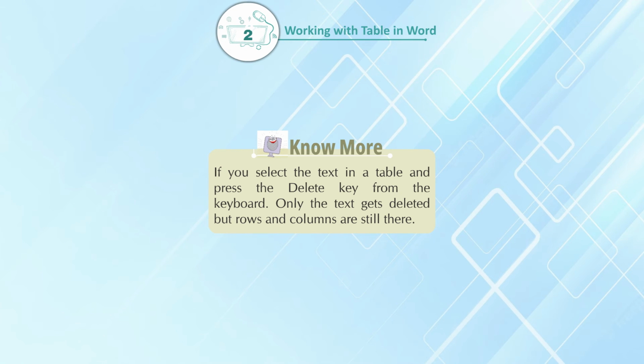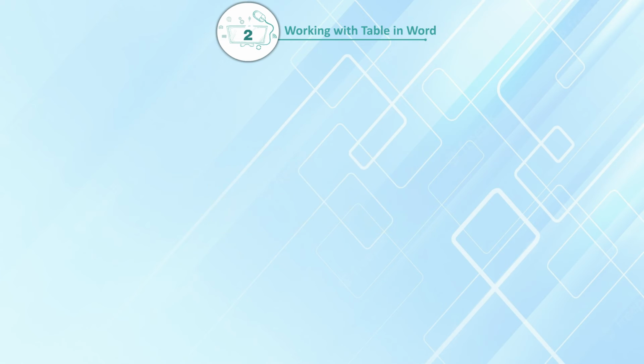If you select the text in a table and press the Delete key from the keyboard, only the text gets deleted but rows and columns are still there.